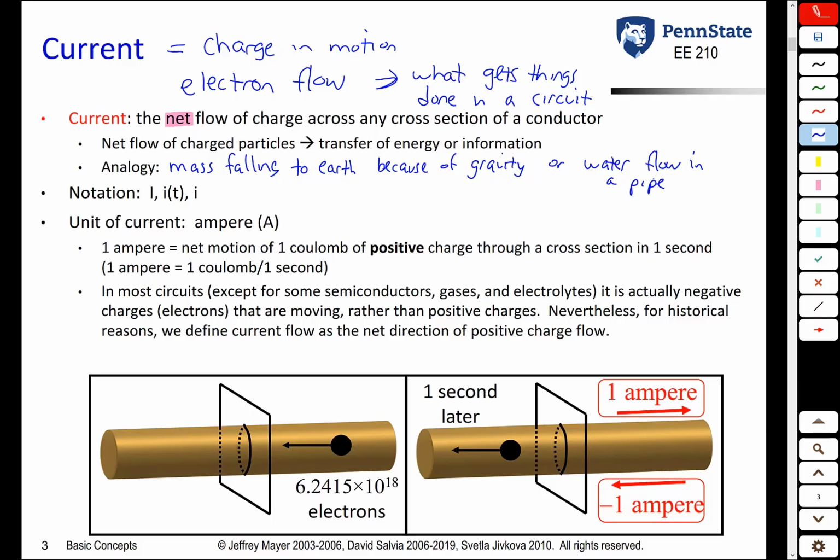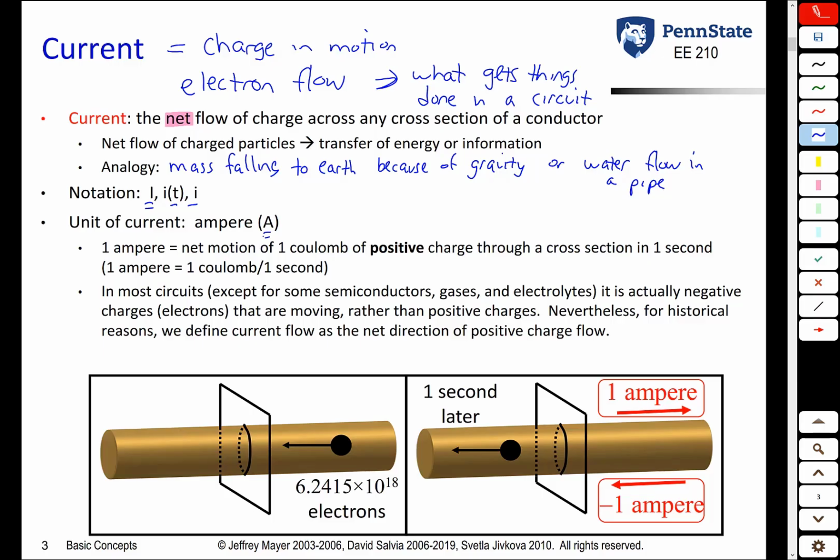For current, the notation we use is the letter I, which is a little strange. You wonder why we don't use the letter C. Turns out that we use C for capacitance much later in the semester. We sort of run out of letters, and so we use the letter I for current. And like charge, we use a capital letter when we talk about current that is constant, and we use a lowercase letter, often with the t, to indicate current that changes with time. The unit of current is the ampere, which we represent with a capital A.